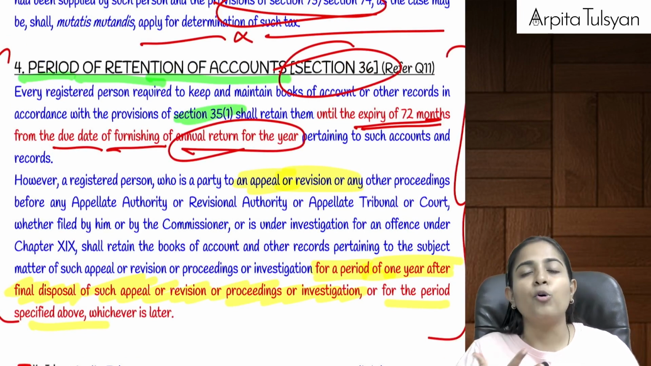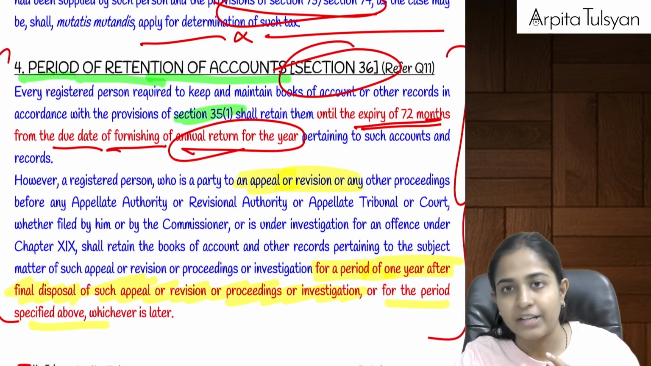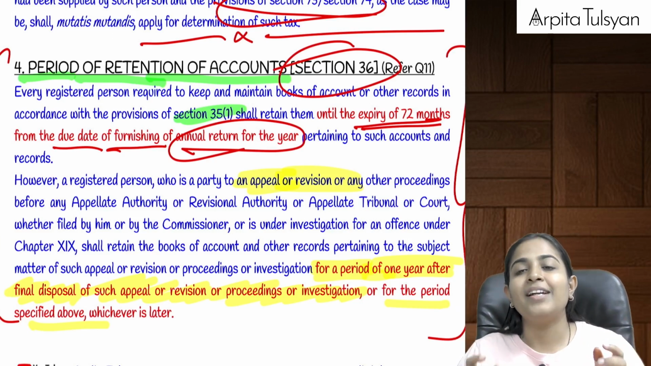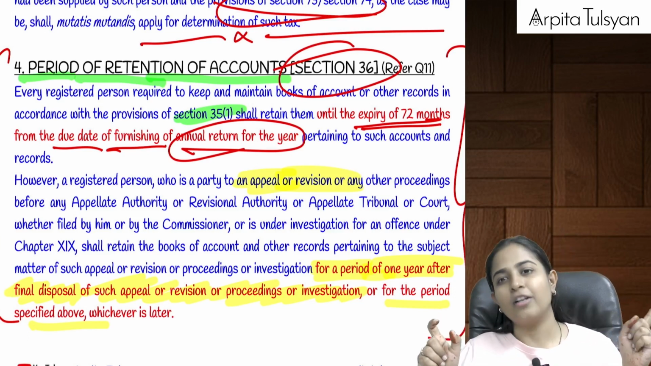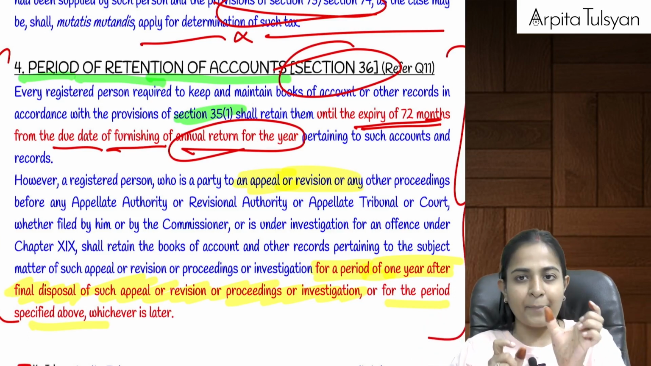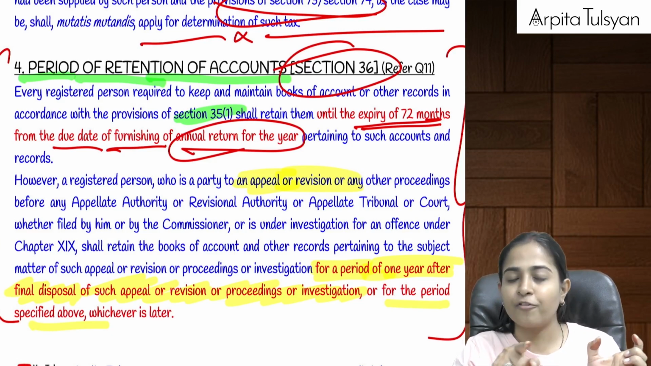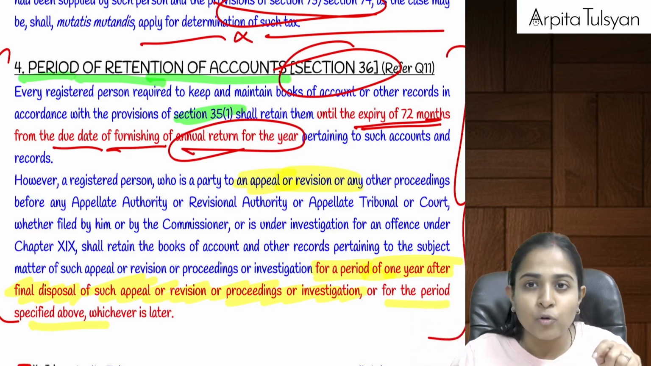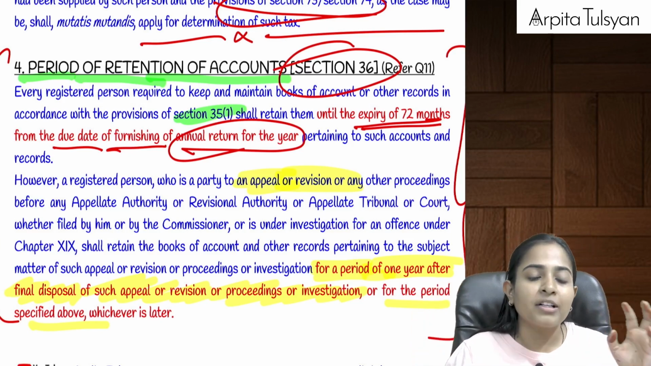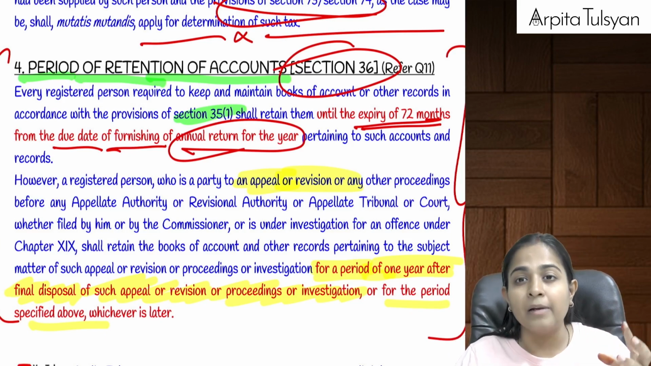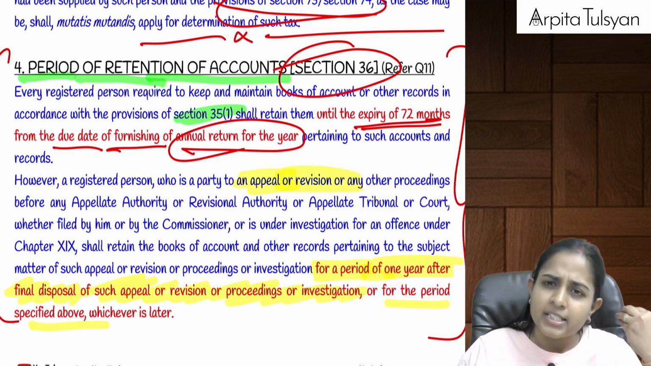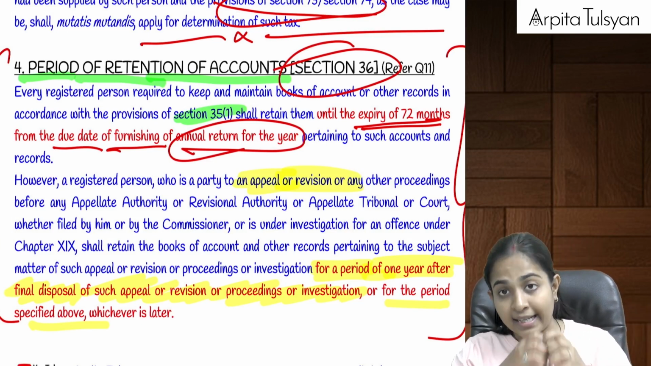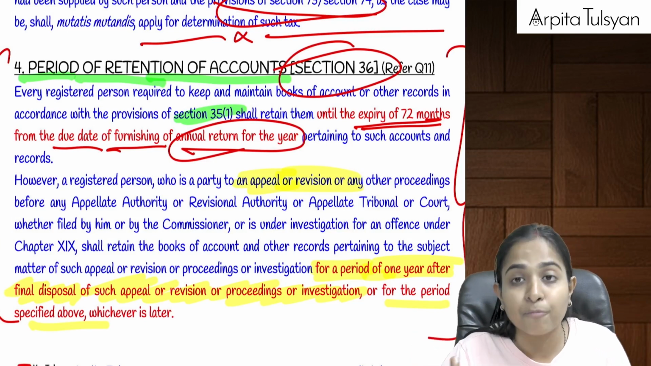Whatever books and records you have maintained under section 35 have to be retained for a period of 72 months. Seventy-two months from the due date of filing the annual return for that financial year. For that particular financial year, there will be a due date for furnishing the annual return, and from that due date you have to maintain the records for 72 months. But later, if for that financial year the matter is under appeal or revision, or any GST proceedings are going on in the GST department or in a court of law, then you have to maintain it for even more than 72 months.